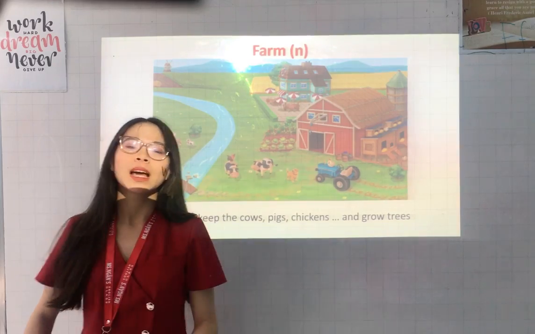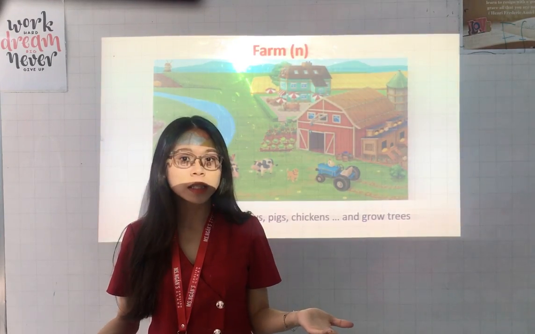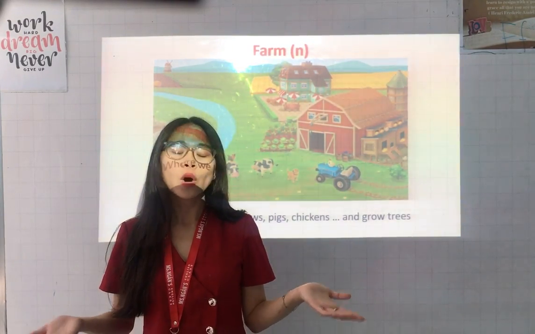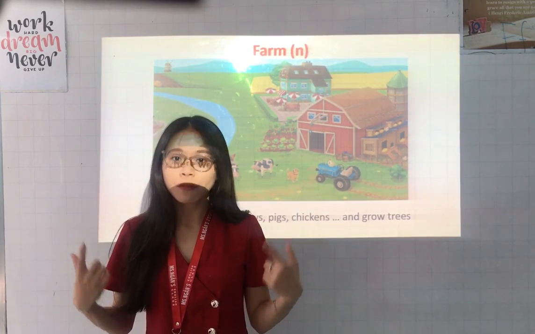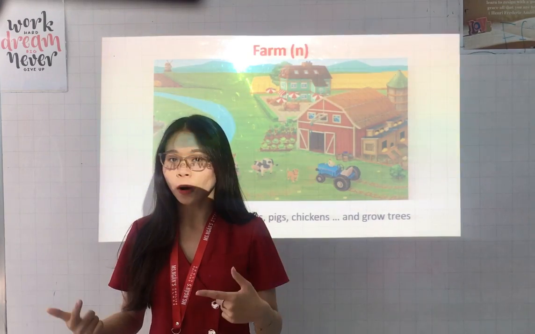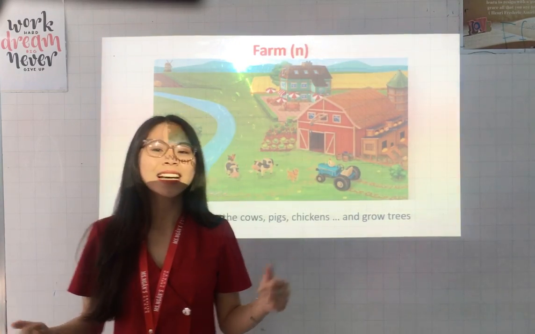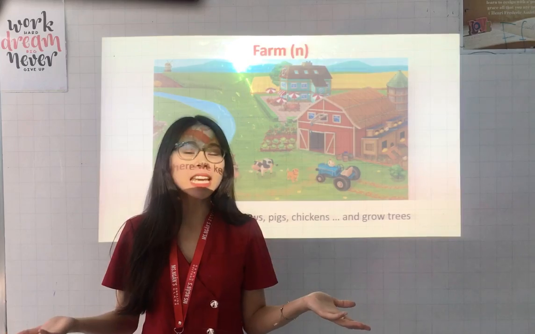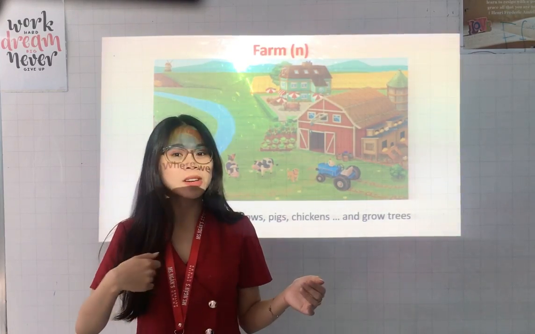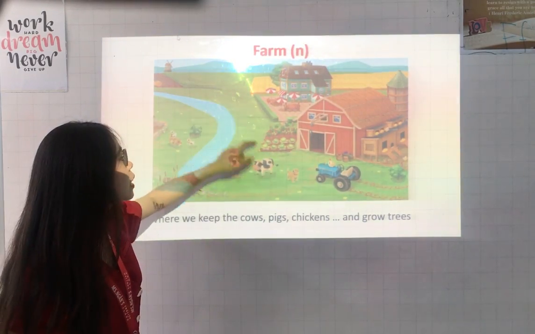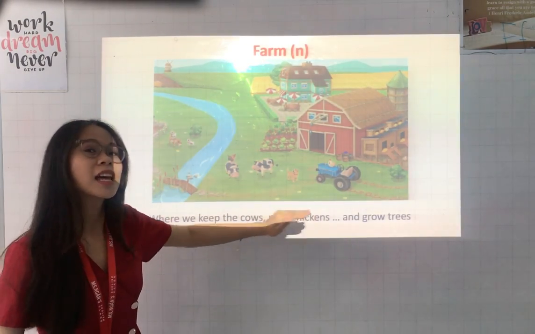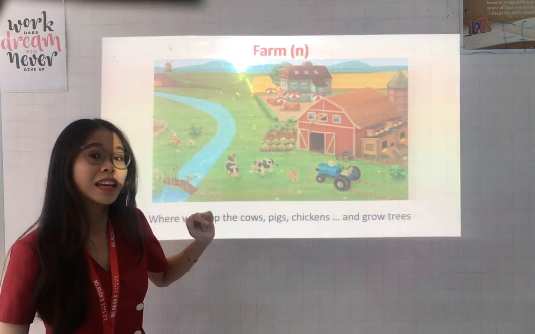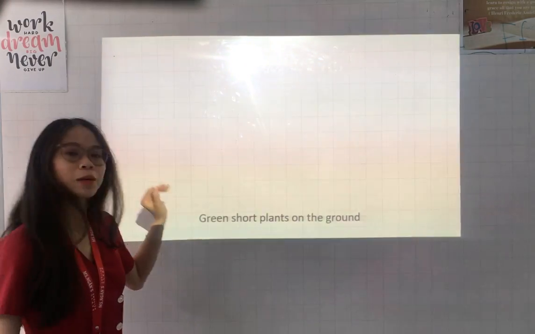Okay, so let's see who works at the farm. Who works at the farm? So we say the farmer works at the farm. Okay, very good. So what can you see in the farm? You answer the question. So we can see cows, we can see pigs, chickens, and even the rice. Yes. Okay, so next one.